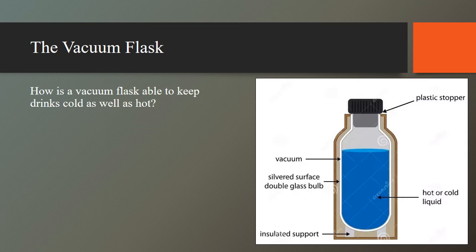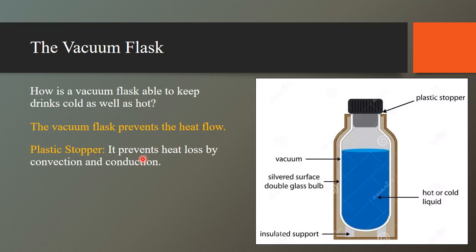You may have observed that the drinks inside a vacuum flask remain hot or cold for a long period of time. And that happens because the vacuum flask does not let the heat flow. It prevents the heat flow by three features. Number one is the plastic stopper that is right at the top. The plastic stopper prevents heat loss by convection and conduction.